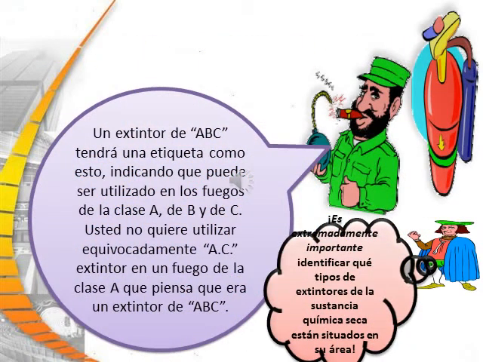An ABC extinguisher will have a label like this, indicating that it is used on a Class A, B, or C fire. You don't want to mistakenly use a BC extinguisher on a Class A fire, thinking that it is an ABC extinguisher. It's extremely important to identify which types of dry chemical extinguishers are located in your work area or home.